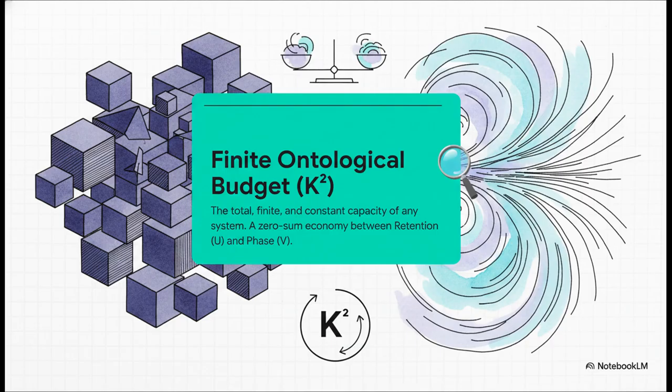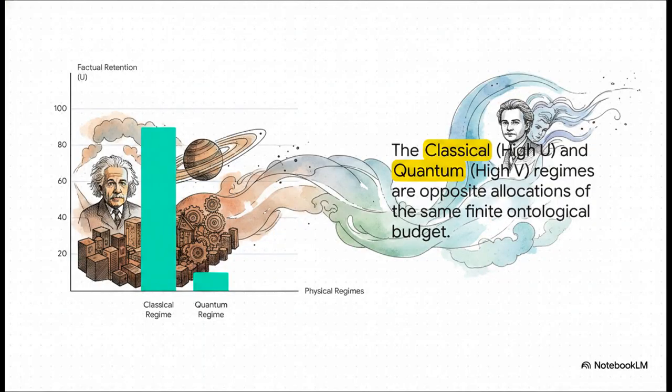To increase u, to become more defined and actualized, a system must necessarily decrease its v, its relational potential. Conversely, to increase relational potential, a system must sacrifice a degree of its defined identity. It is impossible to maximize both simultaneously. And this economic trade-off maps directly onto the 2 regimes of modern physics. The classical regime is a high u, low v reality, where objects possess definite mass and position. The quantum regime, in contrast, is a low u, high v reality, where entities exist as fields of potential, their ontological budget allocated primarily to relational phase rather than to fixed identity.